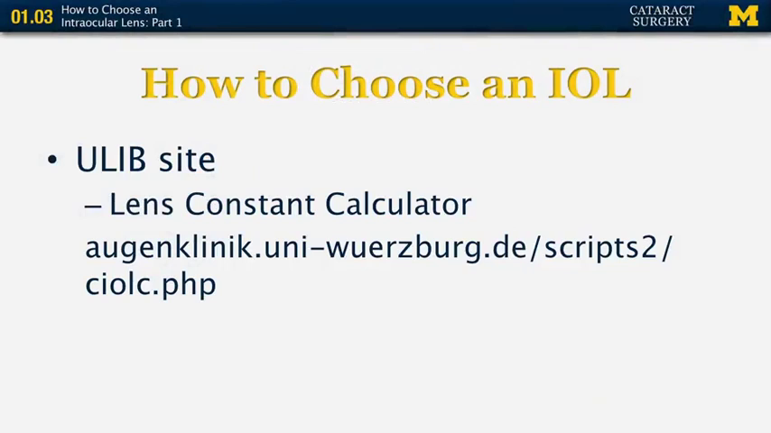Well, if you have an A constant, you can use this lens constant calculator, also on the ULIB website. It's a different web page, so I have the address here for you. You can put in the SRK/T A constant, and it will give you the surgeon factor. You can then use that in your Holladay 1 formula.